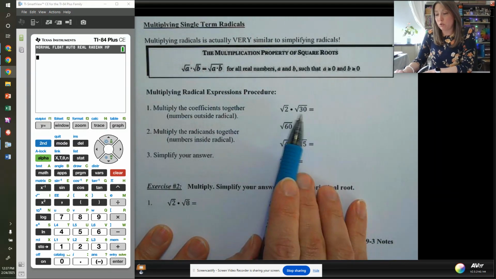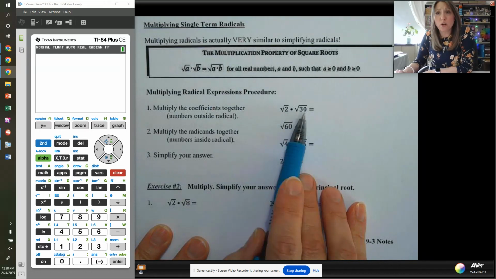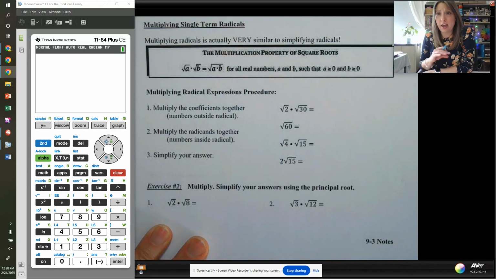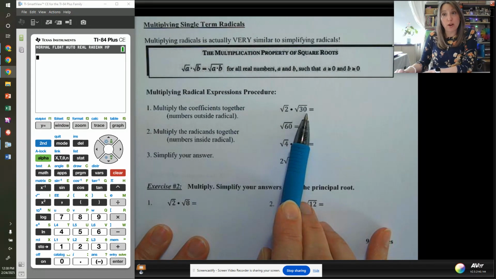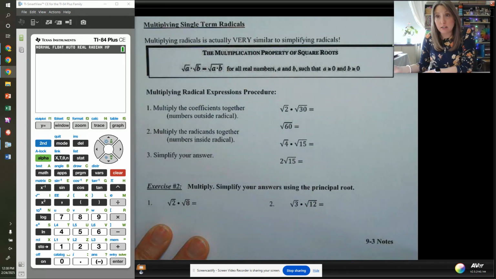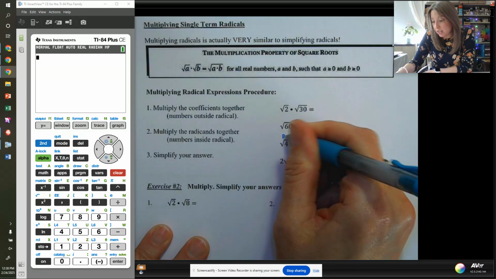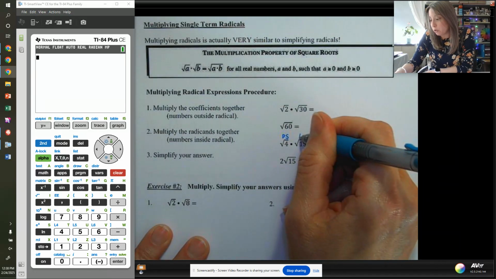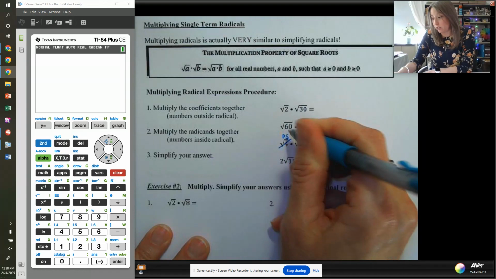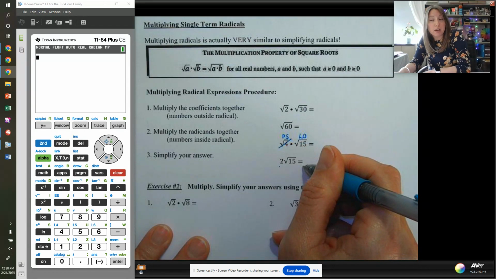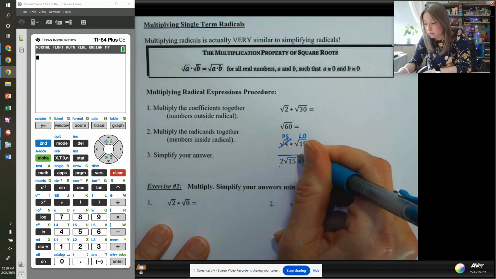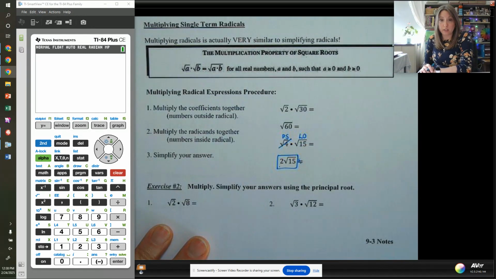Let's say we've got radical 2 times radical 30. Neither of those are perfect squares, and neither of those have a perfect square factor. But when I multiply radical 2 times radical 30, I get radical 60. Well, 60 is divisible by 4, which is a perfect square. So this answer can't be the end of what I'm doing. I have to pull out that perfect square factor, take its square root, and then see what my leftover is. So my answer here is 2 radical 15 as my final answer.